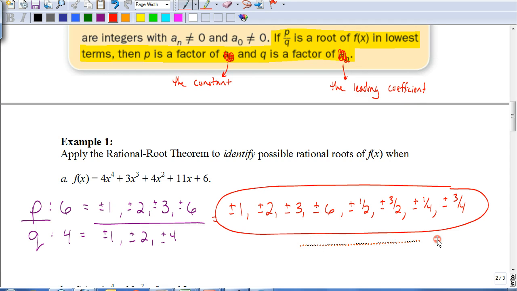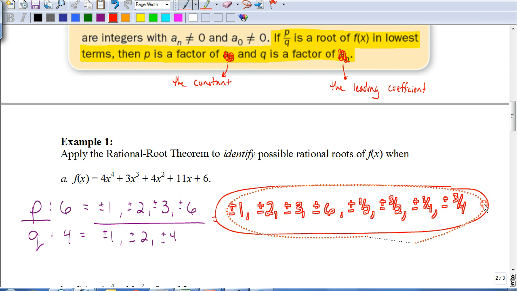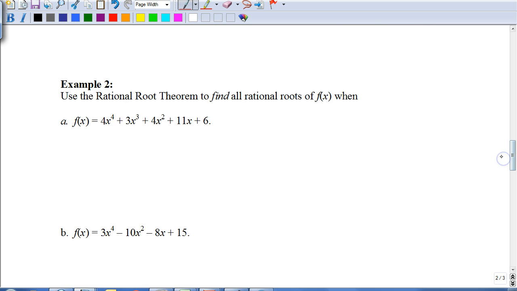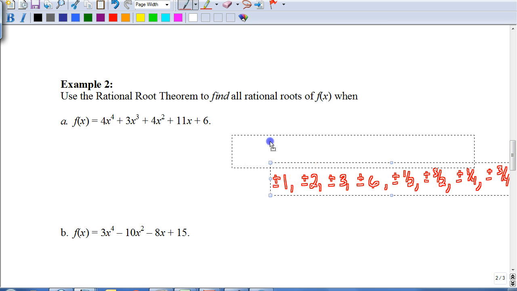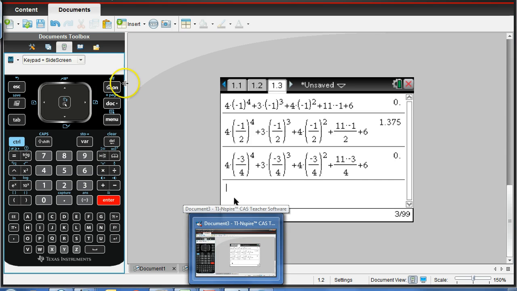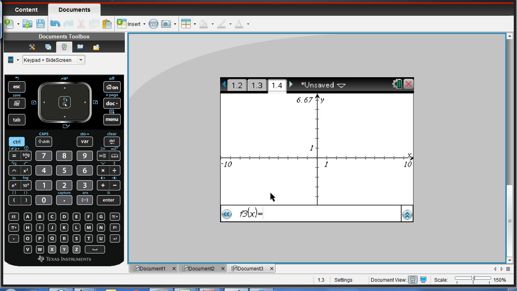rational roots. So I'm going to copy these and put them down here in this next problem, because in this next problem, that's what they're asking us to do. We're going to find the actual roots here. So to do that, we're going to need our graphing calculators. So what we're going to do is graph out this equation.